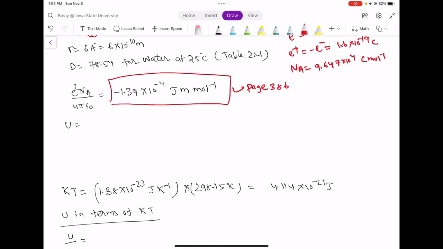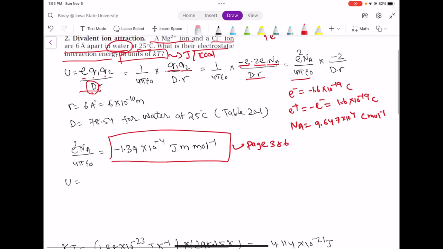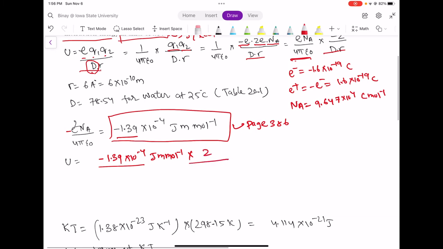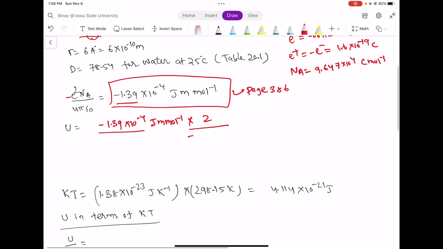Now I directly need to substitute all the values. So e square Na over 4 pi epsilon is minus 1.39 into 10 to the power minus 4 joule meter per mole, multiplied by 2, and we need D into R. D is 78.54 and R is 6 into 10 to the power minus 10 meter. This meter and this meter cancel out. So we will find U in terms of joule as minus 5.8996 into 10 to the power 3 joule per mole.